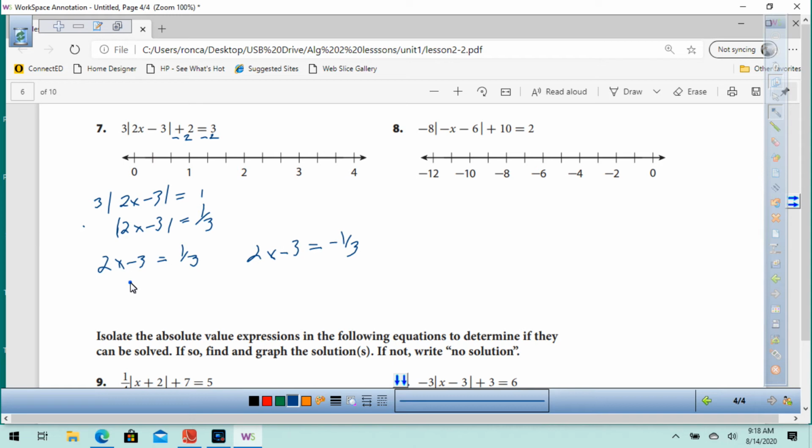We add 3 to both sides, and we get 2x equals 1/3 plus 3. 3 is the same as 9/3, so that's going to be 10/3. For the other case, add 3 to both sides, and 3 is 9/3, which gives you 2x equals 8/3. Divide both sides by 2 and you get x equals 5/3, or x equals 4/3. 5/3 is 1 and 2/3, and 4/3 is 1 and 1/3. And there you go.